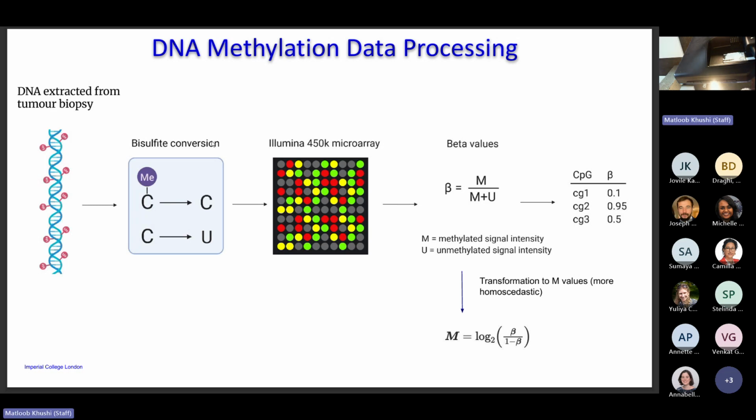So basically, we use data collected from patients where people took the DNA and sequenced it. It goes through this process called bisulfite conversion, which helps you identify which of the Cs had a methyl group attached, so was methylated. The data was from an older technology, which is the Illumina microarrays.